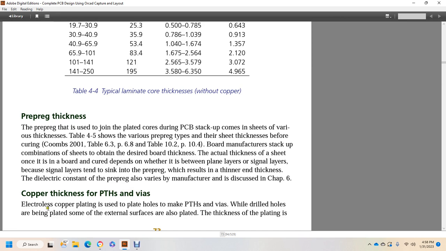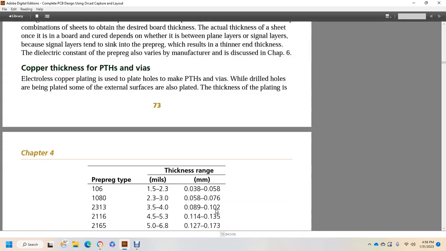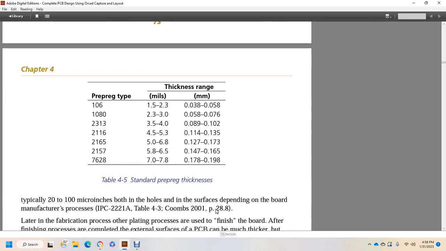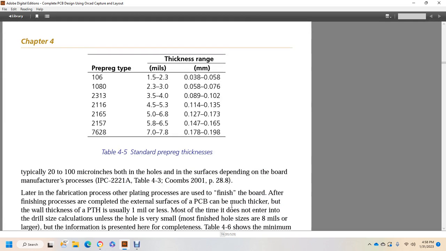Copper thickness of the plated through holes and vias. Electroless copper plating is used to plate the holes to make plated through holes and vias. The drilled holes are plated, and some of the external surfaces are plated, with the thickness of the plating typically 200 to 1000 micro inches on the whole surface, depending on the board manufacturing process. IPC 2221A, table 4.3, page 28.